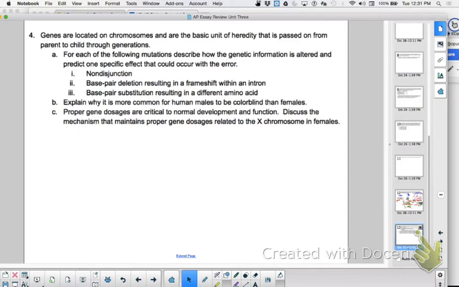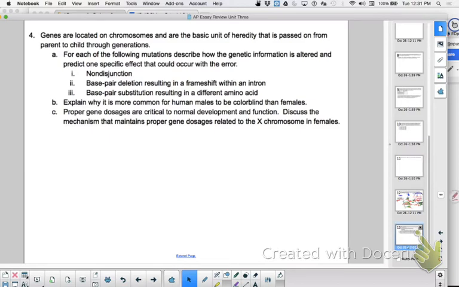Okay, so let's talk. Is an intron expressed? No. Exons are expressed, introns are not. But now, think about this. This is a base pair deletion. This is within the DNA, within the DNA itself.